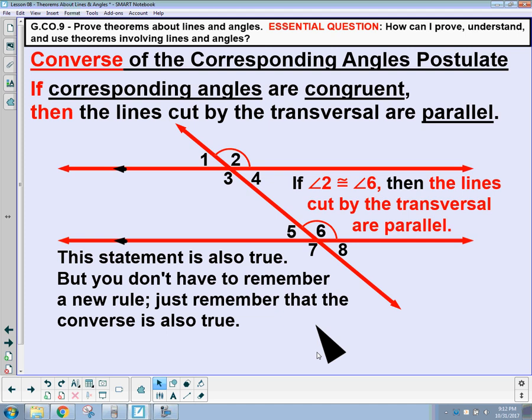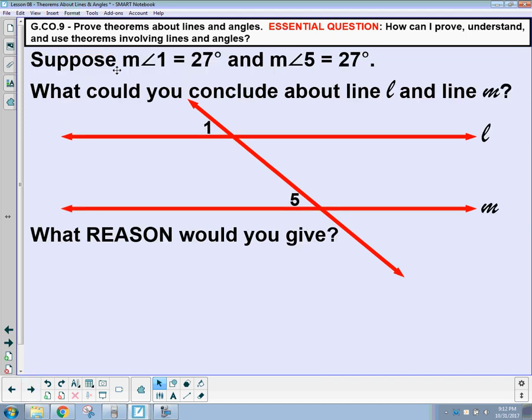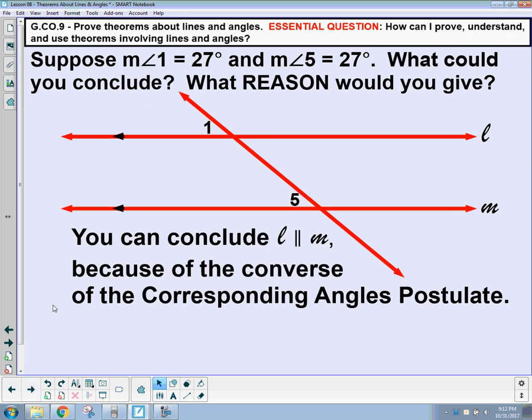Okay? Let's keep going. So, suppose the measure of angle 1 is 27 and angle 5 is 27. What could you conclude about L and M? That's right, they're parallel. We can conclude that L and M are parallel, remember this is the parallel symbol right there, because of the converse of the corresponding angles postulate. We stated that angle 1 is 27, angle 5 is 27. They're in corresponding locations. They are congruent. That means L and M are parallel.